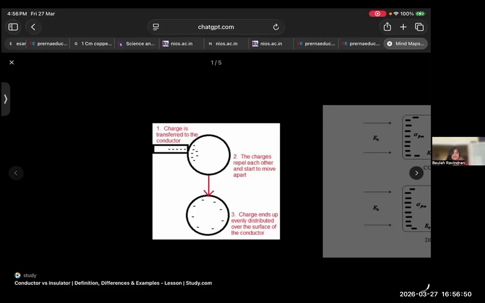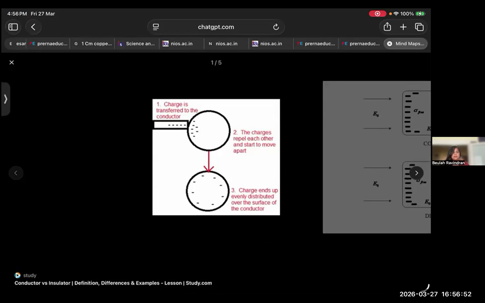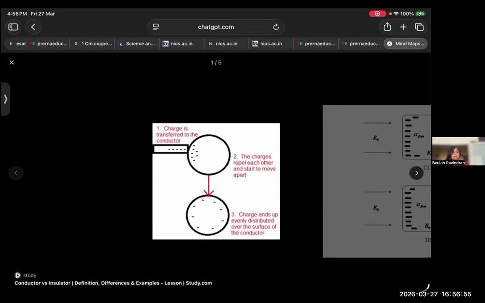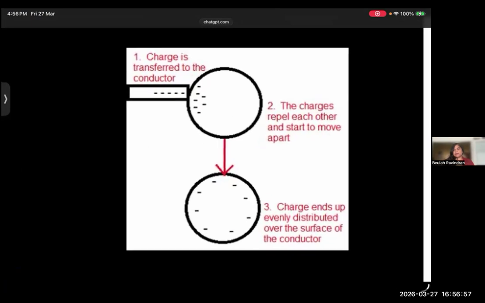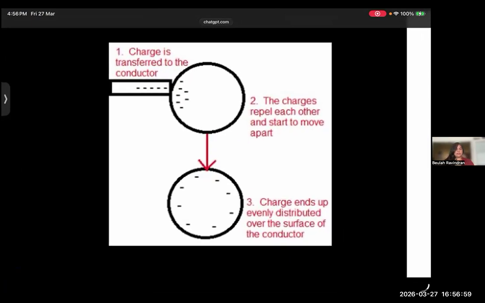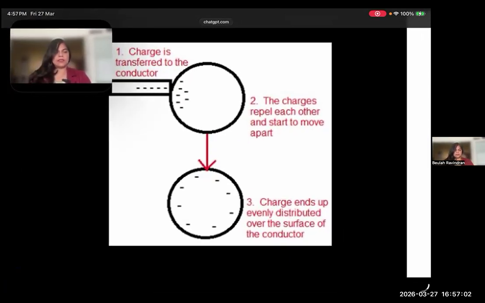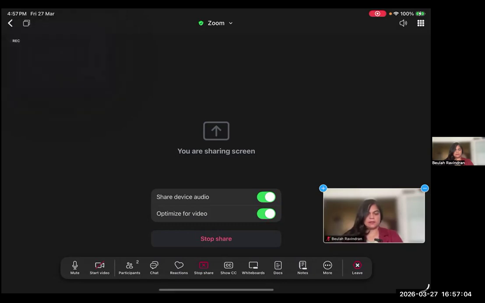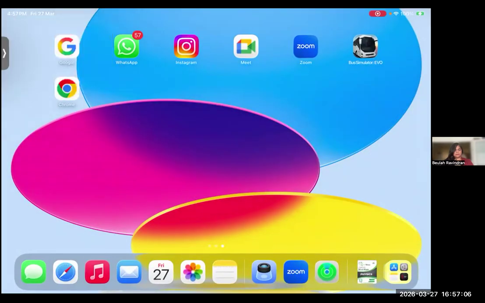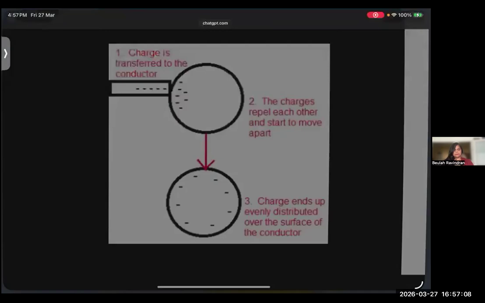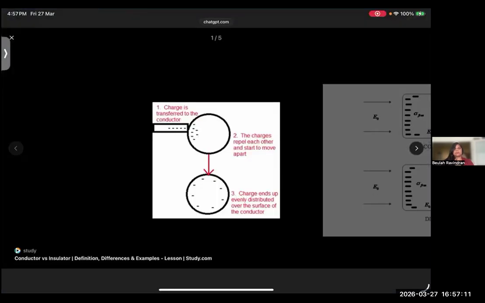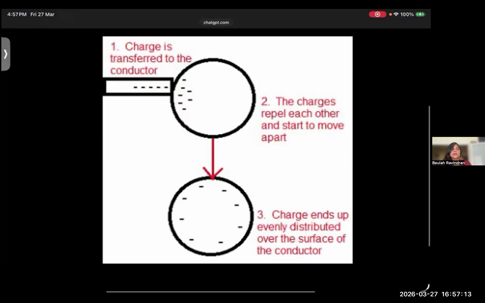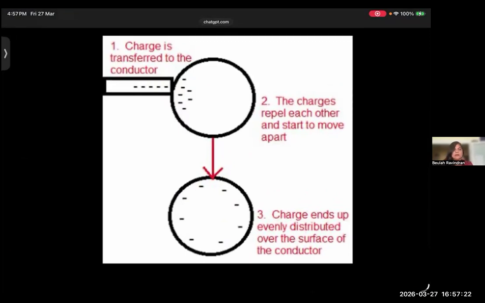Now we'll see all the electrostatics of conductors. So what is the electrostatics of a conductor? First of all, you must learn what a conductor is. A conductor is a material like metals.